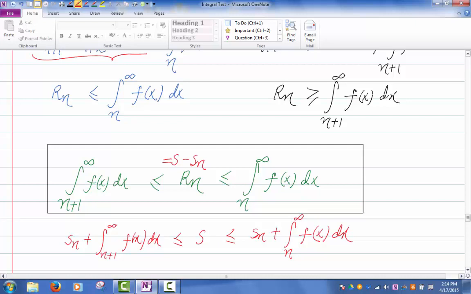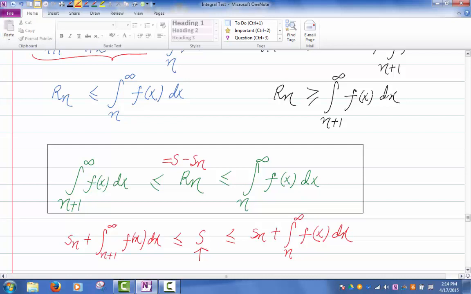I can add Sn on both sides, and I can come up with a bound for s. So now I know that s is between Sn plus the integral from n to infinity of f and Sn plus the integral from n plus 1 to infinity of f. So remember, what is s? S is the actual sum of the series, and we got a bound for that.